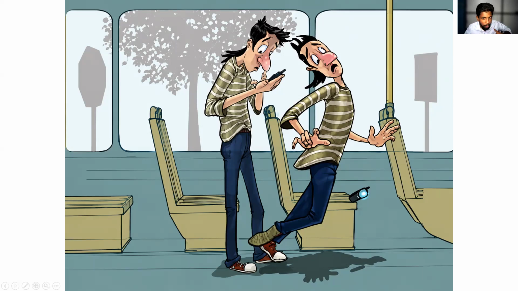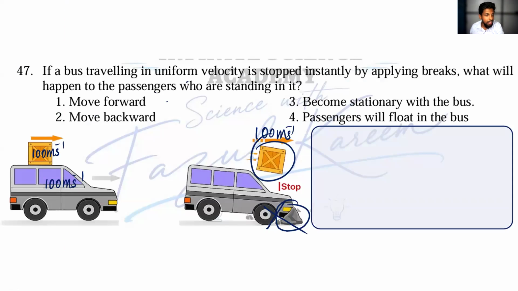Until your head or the body is going to hit the seat or the bar, you will be moving. Newton's first law. Until an unbalanced force is applied, the objects which are moving will be moving with the same velocity. Newton's first law. Okay. Now come to the question. If the bus is traveling with the uniform velocity and is stopped instantly by applying the brake, what will happen to the passenger? Move forward, move backward, become stationary with the bus, or float? What is the answer?